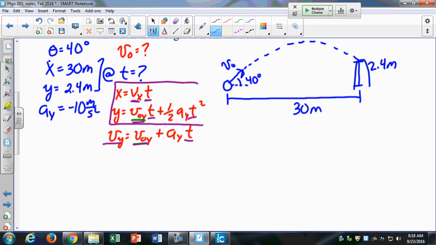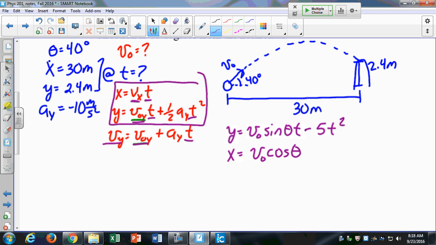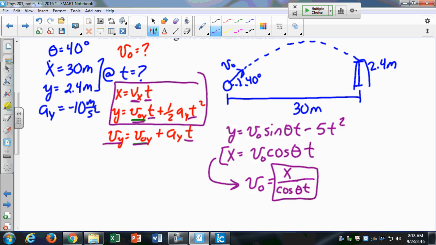I'm going to take these two equations. I'm going to leave that third equation because there are three unknowns, and so it doesn't really help me in solving this. And I have two equations with two unknowns already. So let's write them a little bit differently. y equals v naught sine theta t minus 5t squared. And then I have x equals v naught cosine theta times t. I'm going to solve this equation for v naught, and I'll get v naught equals x over cosine theta times t.